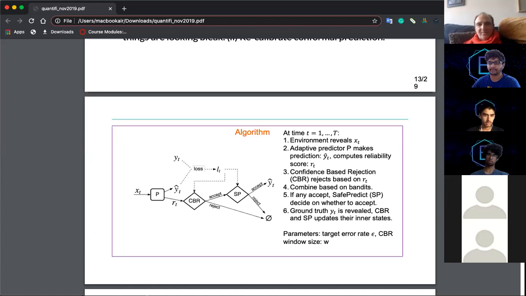I had a question on this slide. When would CBR reject? How low would the reliability score have to be for CBR to reject it? So that, I can't answer a priori.